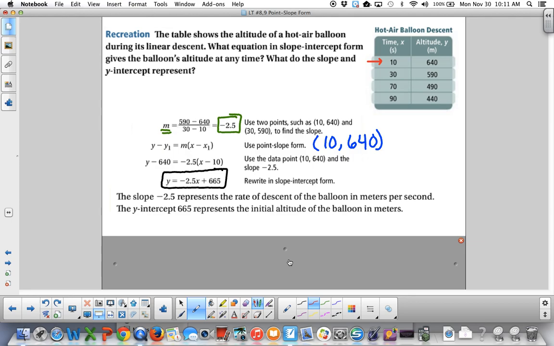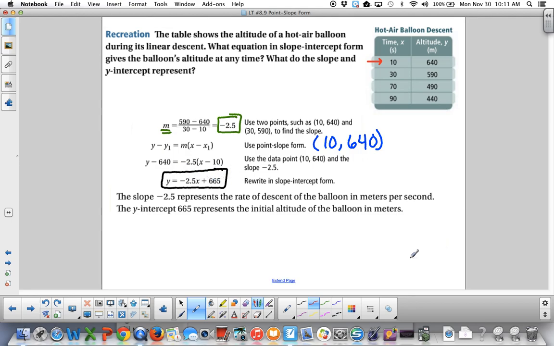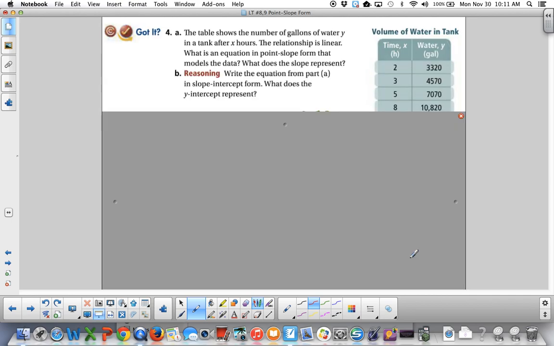So the slope of negative 2.5 represents the rate of descent of the balloon in meters per second. The y-intercept of 665 represents the initial altitude of the balloon in meters. So point-slope form is very convenient. Given a point and a slope, you can then put it in slope-intercept form, and that helps you identify the y-intercept. Pause the movie, try this one on your own, press play when you are finished.